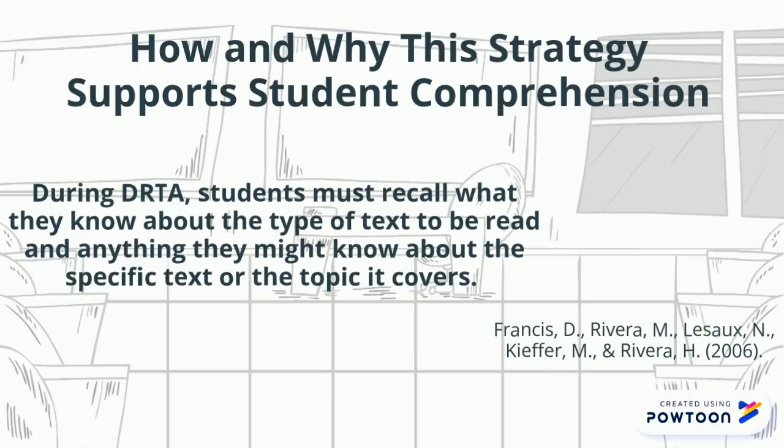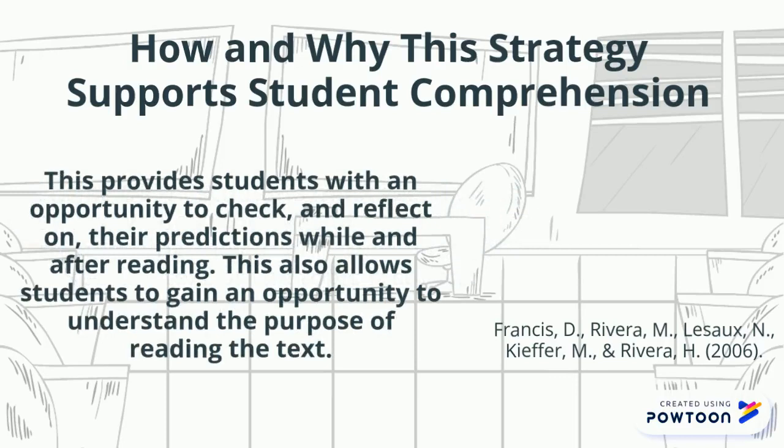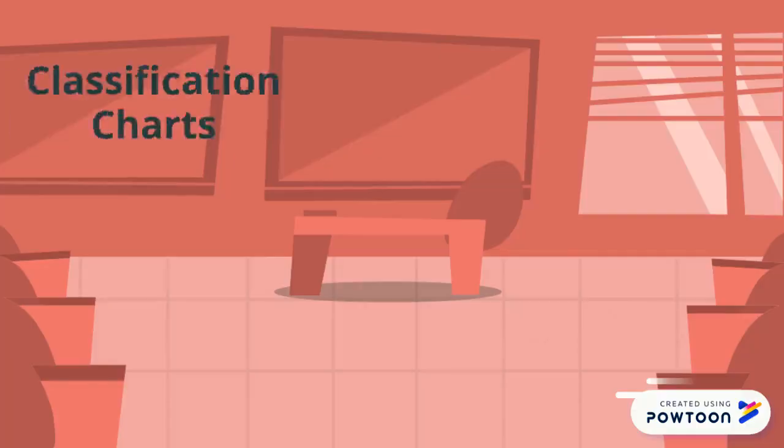During DRTA, students must recall what they know about the type of text to be read and anything they might know about the specific text or the topic it covers. This provides students with an opportunity to check and reflect on their predictions while and after reading. This also allows students to gain an opportunity to understand the purpose of reading the text.